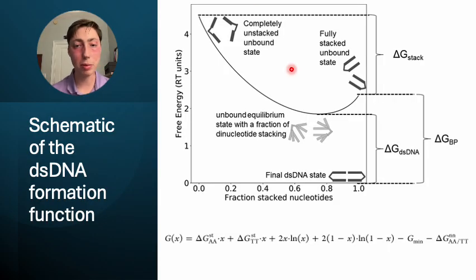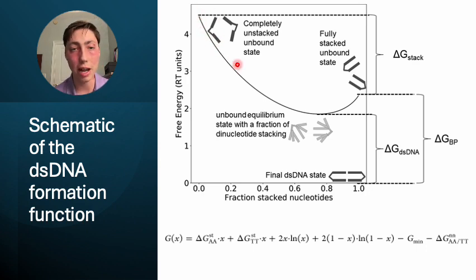So this is probably the most important figure in the entire paper. As you can see in this bottom equation, this is the model for this curve right here. Importantly, the parameter x is the variable of the fraction of stacked nucleotides. So the first state to discuss is the completely unstacked, unbound state. As you can see, 0 stacked nucleotides are in this completely unstacked, unbound state. This unbound state has the highest free energy.